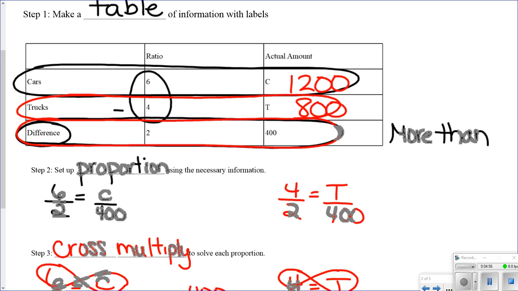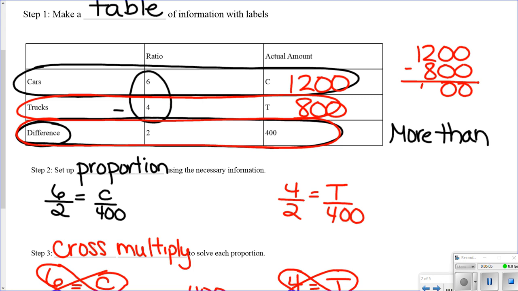And just do a double check. 1,200 minus 800, does that equal 400? Yes, it does.